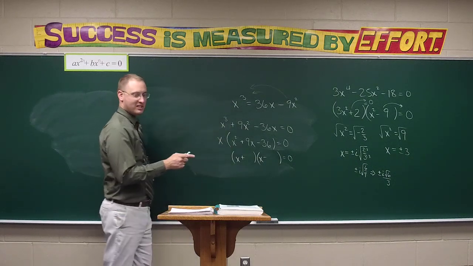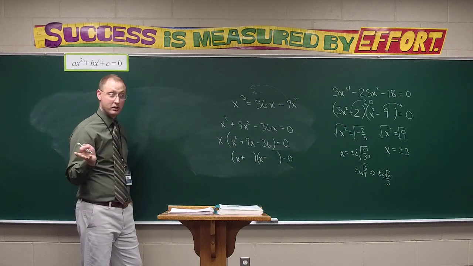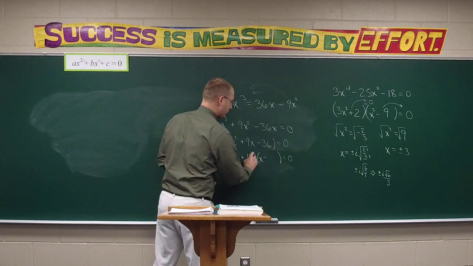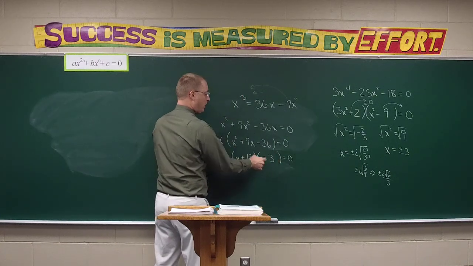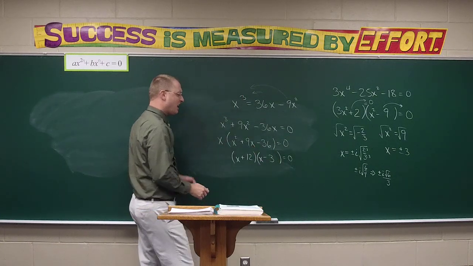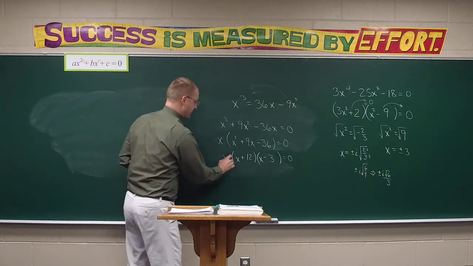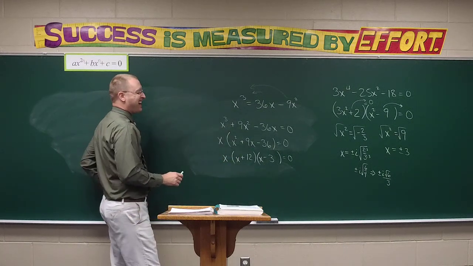And this is where we got stuck. Somebody help? 12 and 3, right? We want a 9. 12 times 3 gives 36, but 12 and negative 3 gives positive 9. There's one little thing we've forgotten here. Yeah, bring down the x. He didn't forget. I forgot to write it.